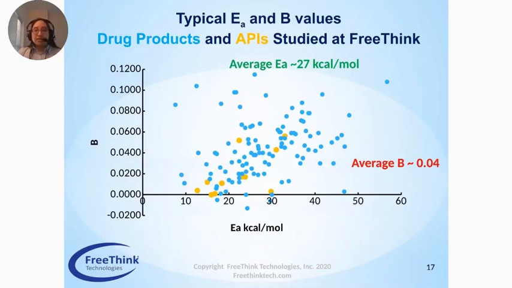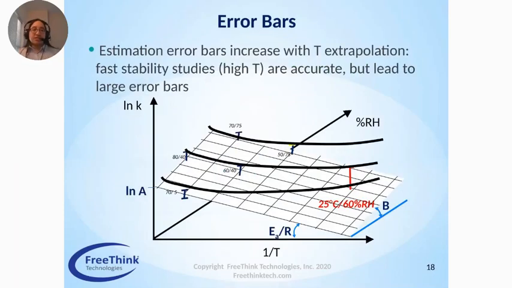The next thing I'd like to talk about here is the statistics of the predictions. So remember that for the ASAP approach, we're trying to reach the specification limit in 3 to 4 weeks, which requires stressing at pretty extreme conditions. Some of the examples here are 80 degrees Celsius, 40% RH, and 70 degrees Celsius, 75% RH.